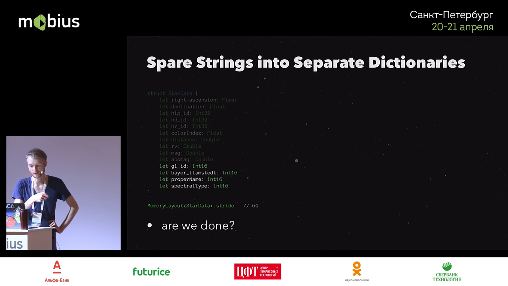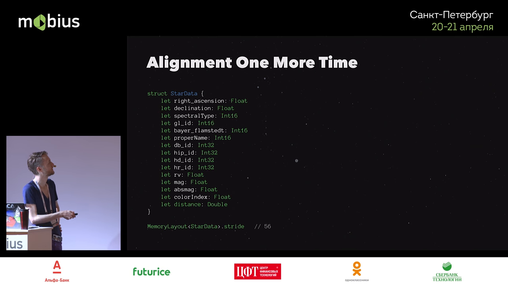Well, it's a trick question, because basically what we need to do is the same thing again. Because these ones are 2 bytes, 2 bytes, 2 bytes, 2 bytes, and we just learned before that the small ones should go to the front. So we should really move stuff around again. So we see we have the small ones with the 4 bytes at the front, and then the larger ones to the back, and now we have an overall stride of 56.